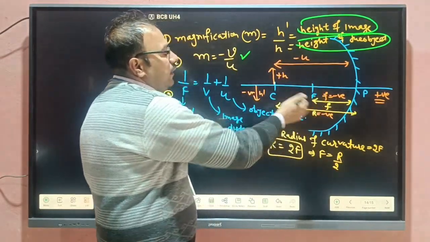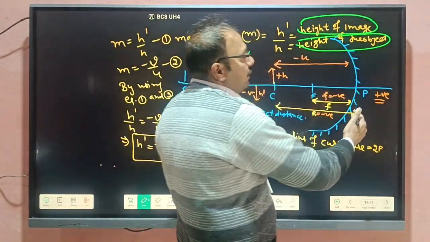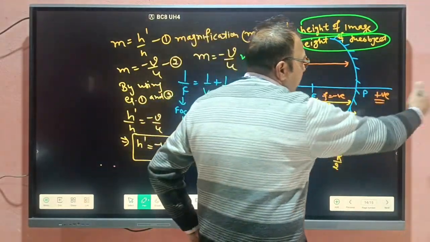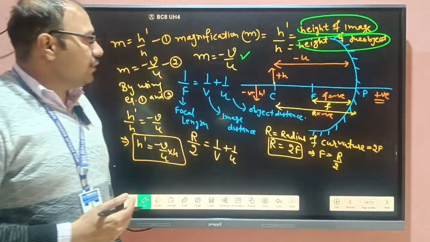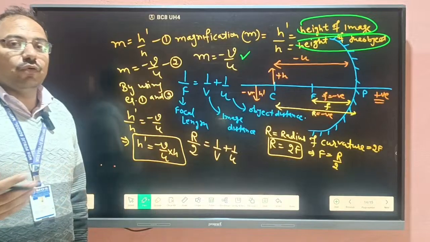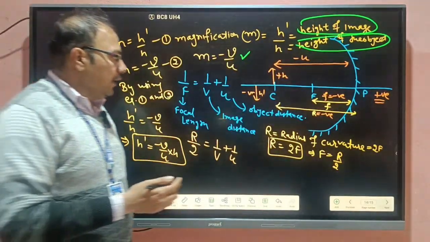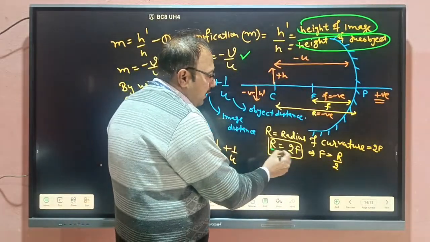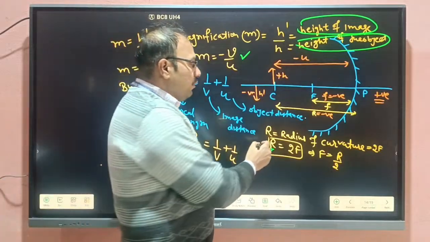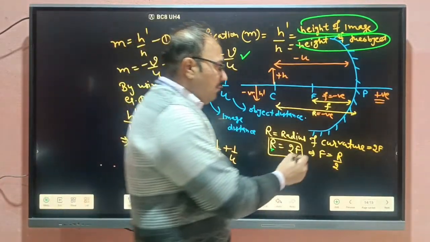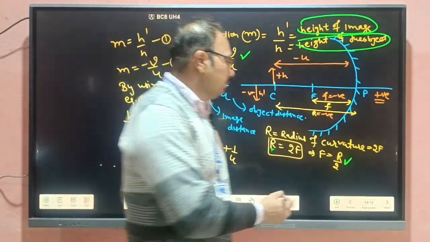Next, the focal length and the radius. For these mirrors, focal length and radius are negative, because all left-hand distances are taken as negative and right-hand distances as positive. This is the sign convention, also called the new Cartesian sign convention. The relation between R and F is that the radius is double the focal length. So F is equal to R by 2, that is, half of the radius.